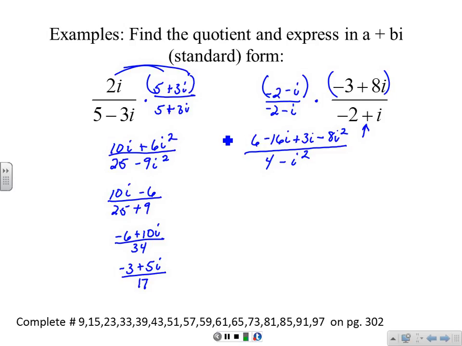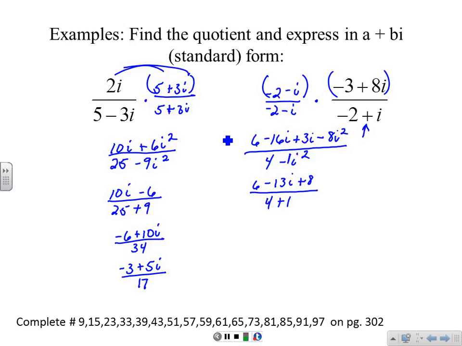Alright, so let's simplify where we can. We're going to have 6 minus, these two can be put together, negative 16i and positive 3i is going to be negative 13i. And then the negative 8i squared is going to turn into a positive 8. And then on the bottom we're going to have 4 plus 1, because there is a 1 here, but that i squared is going to turn it into positive 1.